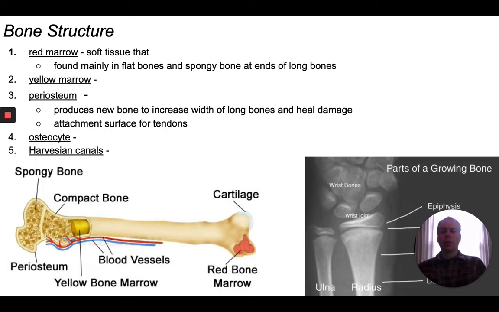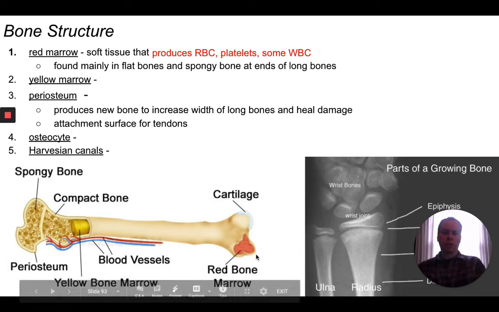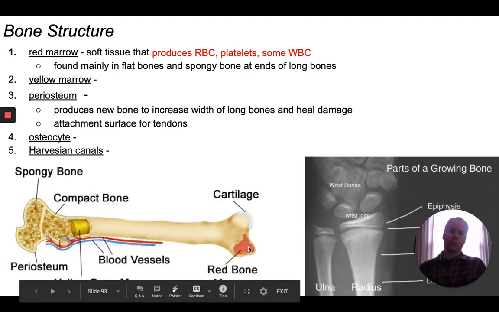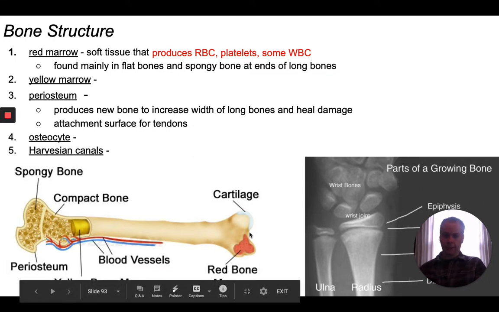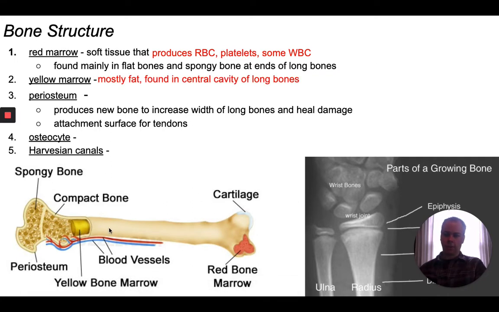So if we look at one of the long bones of the body, we can see the different parts of it. There are two types of marrow inside of the bone: the red marrow and the yellow marrow. The red marrow is the part that produces red blood cells, platelets, and white blood cells. Those are mostly found in the ends of the long, flat bones of the body. Okay, so they're here at the ends of this bone. The yellow marrow is mostly fatty material, found in the central cavity of those long bones.